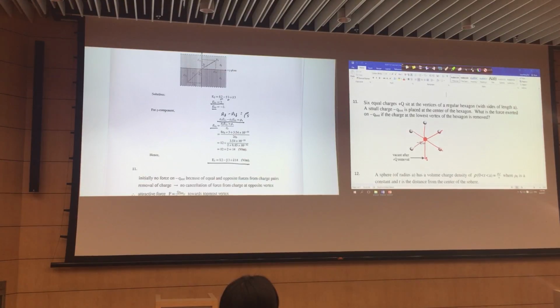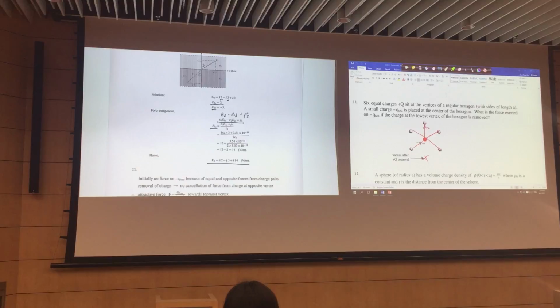Now, for instance, this charge is removed. What is the total force without this one? Actually, the others will be cancelled. Only this charge will have the net force. What is the net force? It is attraction, in the utmost direction. This is actually quite straightforward. I will not go into the detail.